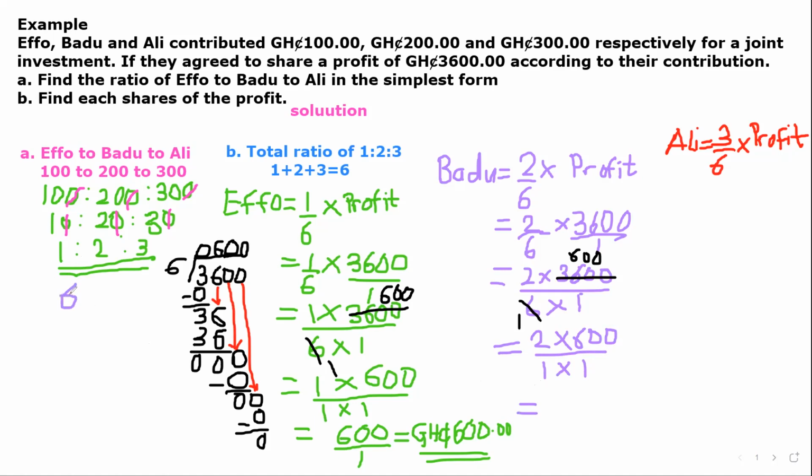When you have the 600 times 2, 0, 0, 12, which is 1,200. Now you have 1,200 over 1, and any number divided by 1 is the same as that. So Badu share is 1,200.